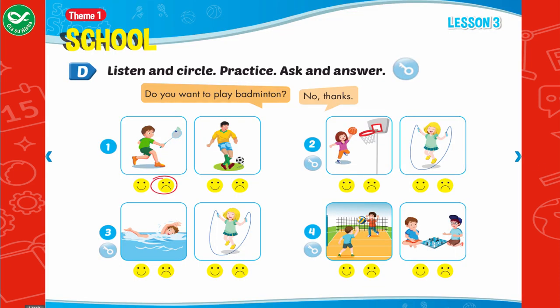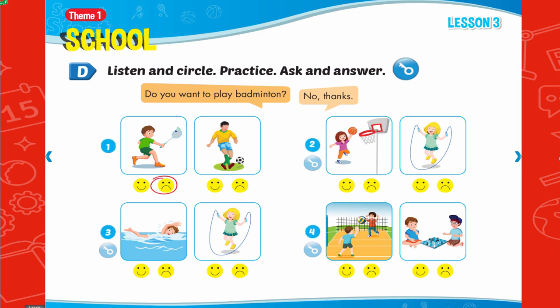D. Listen and circle. Practice. Point, ask, and answer. Look at the pictures. Listen. There is one example. 1. Do you want to play badminton? No, thanks. Can you see the circle? This is an example. Now listen and circle.